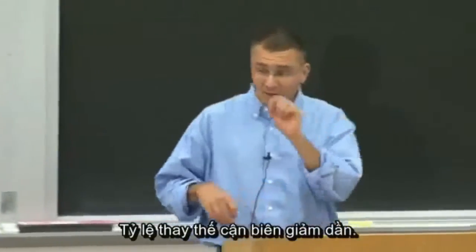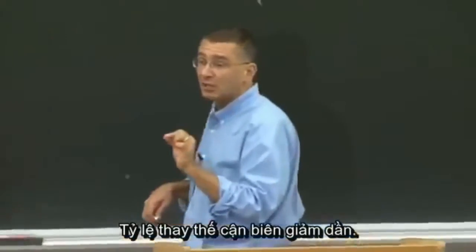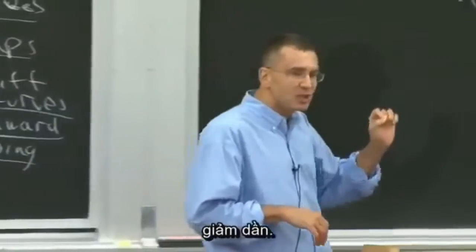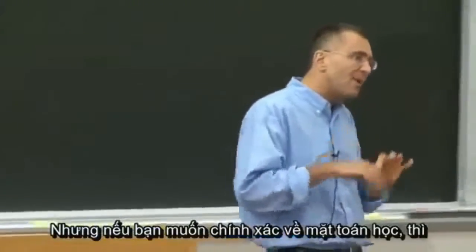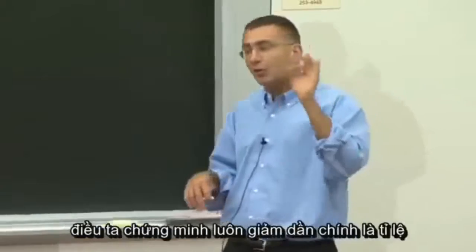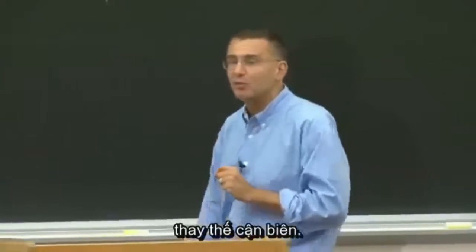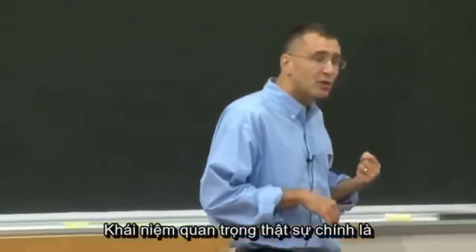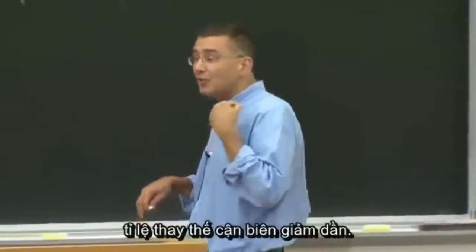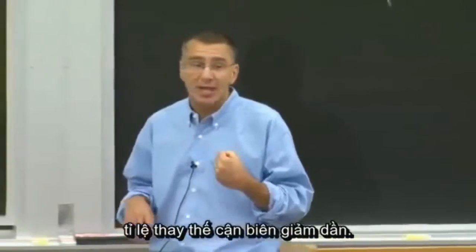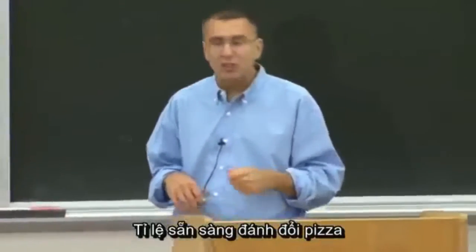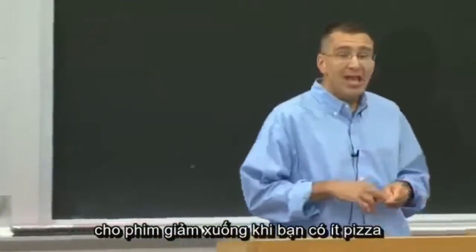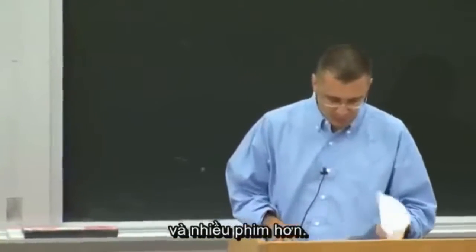Exactly. Just what I was going to say, the MRS is diminishing. Okay? Technically, when you go to grad school, you realize that marginal utility isn't actually always diminishing. I said it is. For this course, it is. But if you want to get mathematically correct, really what you prove is always diminishing is the marginal rate of substitution. So we have diminishing marginal utility for the purpose of this course. But the really important concept is you have a diminishing marginal rate of substitution. Okay? That the rate at which you're willing to trade off pizza for movies is going to fall as you have less pizza and more movies.